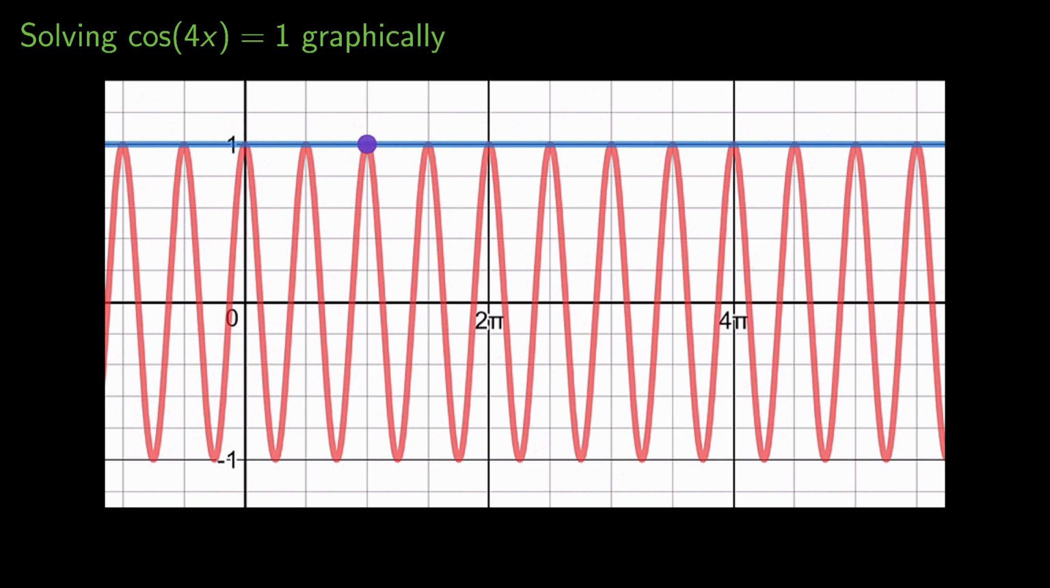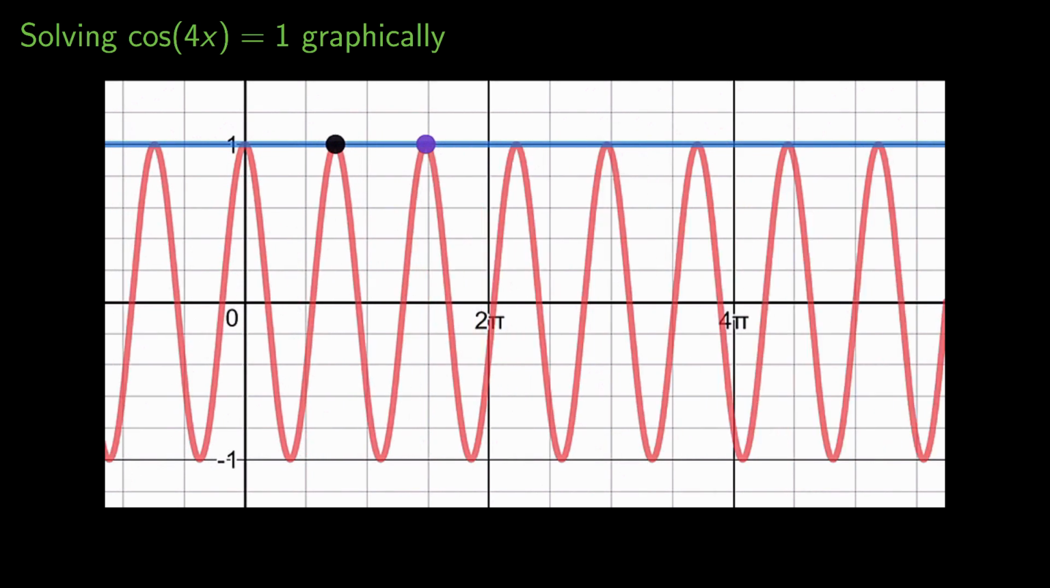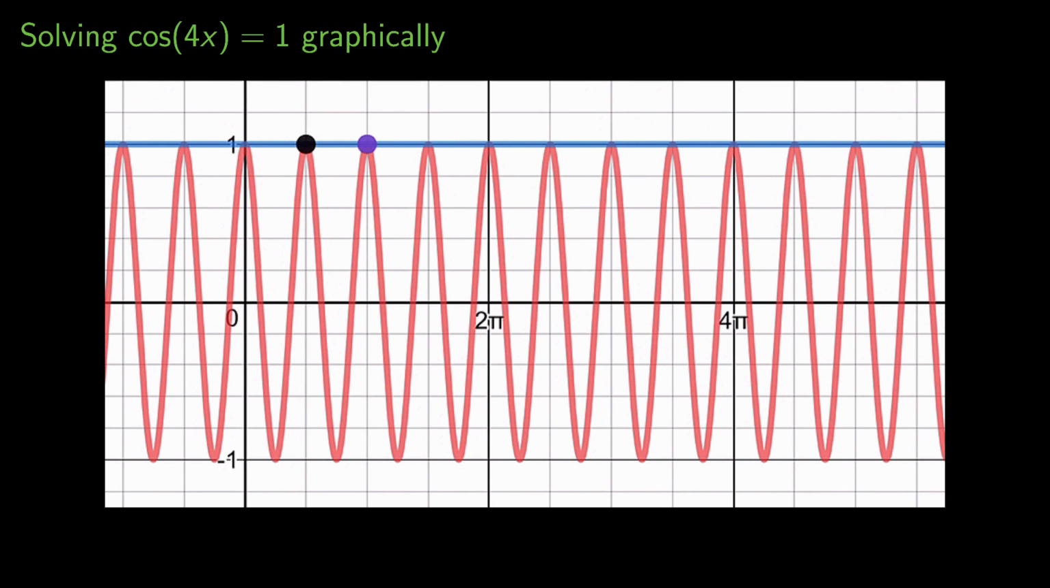And so what I'm trying to say is we have infinitely many solutions to the equation cos x equals 1. We take every single one of those solutions and divide them by 4, and that is how we generate solutions of the equation cos 4x equals 1.